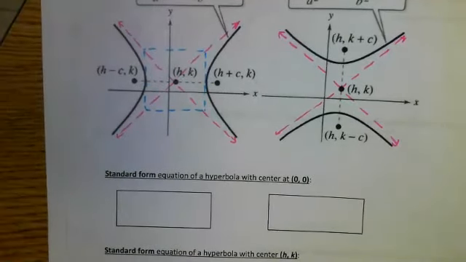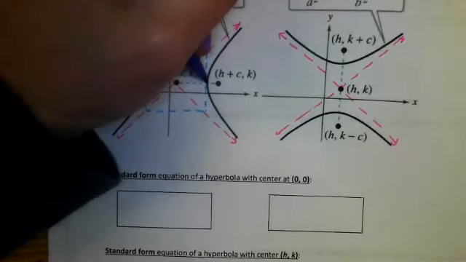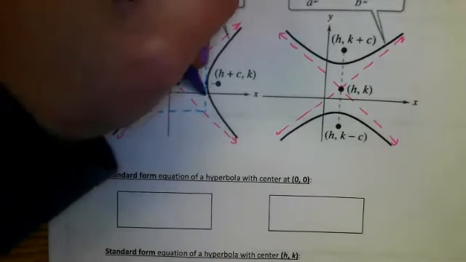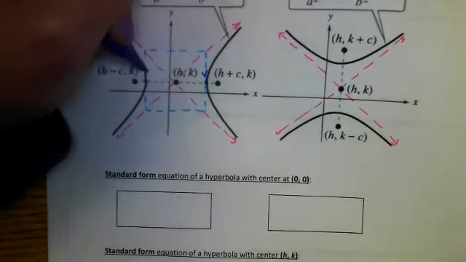So you've got vertices here and here. Vertex, where can I put a V? Vertex and a vertex, right? You've got foci on the outsides.